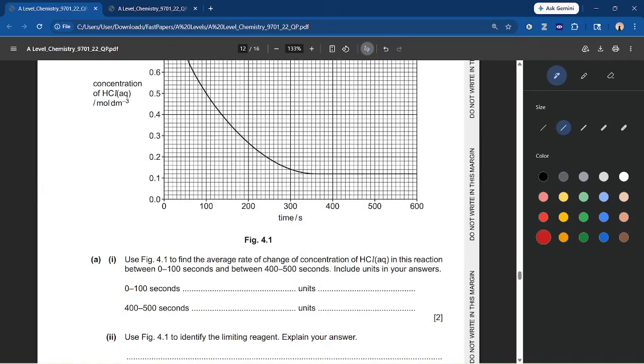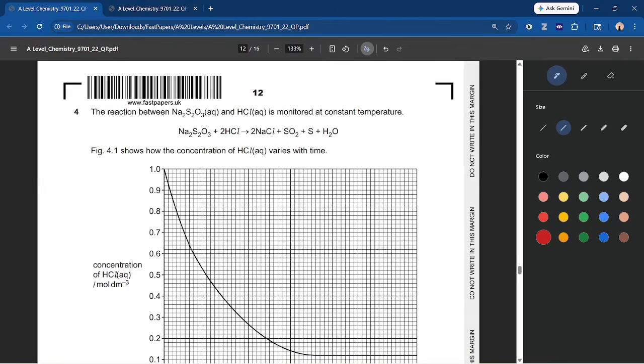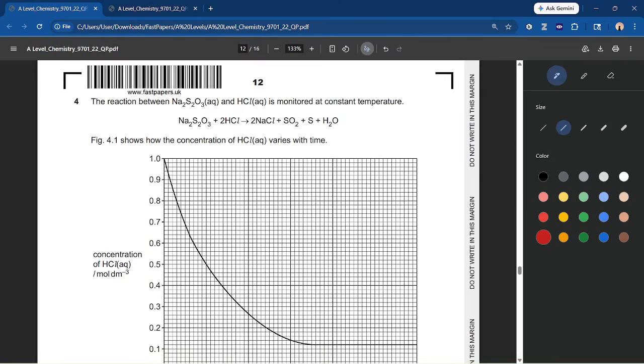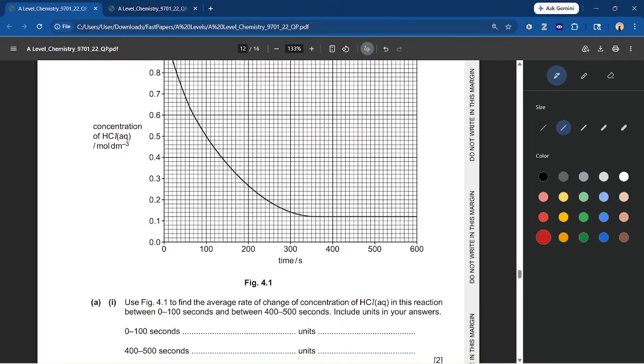We're down to our last question. So let's see what it says. The reaction between sodium Na2S2O3 and hydrochloric acid is monitored at a constant temperature. And it shows that when you react it with hydrogen chloride, you get sodium chloride plus sulfur dioxide plus sulfur and water. So figure 4.1 shows how the concentration of hydrogen chloride varies with time. Use figure 4.1 to find the average rate of change of concentration of hydrochloric acid in this reaction between 0 to 100 seconds and between 400 to 500 seconds. Include units in your answers.